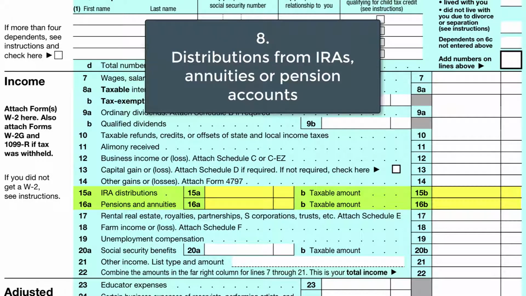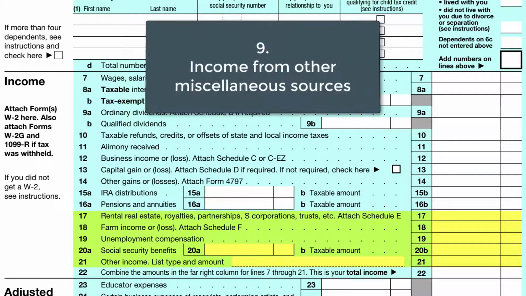Distributions from IRAs, annuities, or pension accounts, with certain exceptions, such as those from a Roth IRA. 9. Income from other miscellaneous sources, such as rentals from real estate owned by the taxpayer, royalties, distributions from trusts or other companies of which the taxpayer is a beneficiary or owner, unemployment compensation, certain percentages of Social Security benefits, and other miscellaneous income. Note that virtually all income is taxed, including income from gambling winnings, lost property found by the taxpayer, and even income from illegal activities.